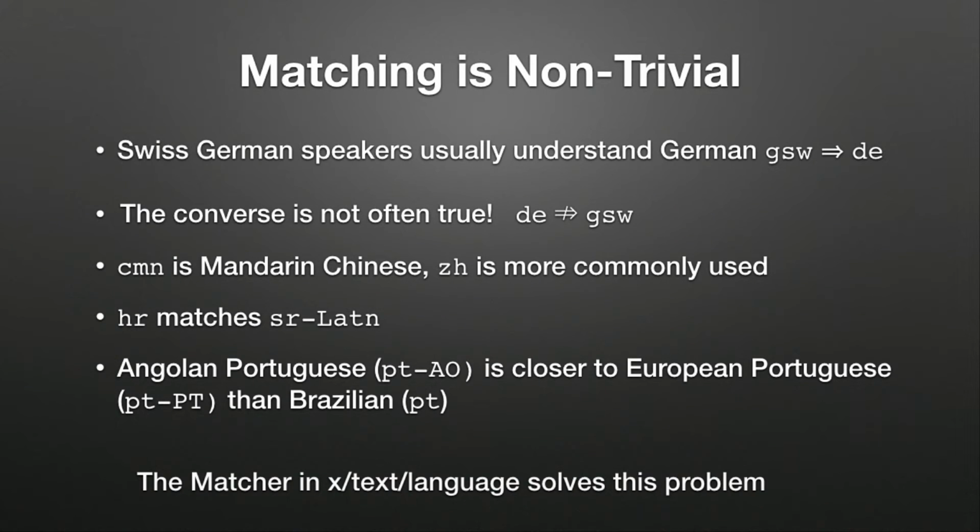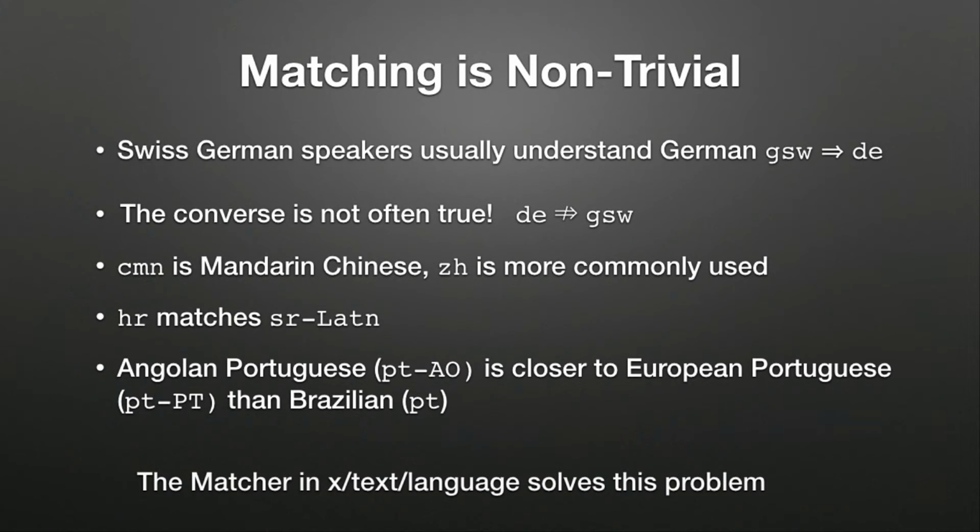First of all, there's a lot of aliases and comparable languages. So for example, if you have a Swiss German speaker that requests Swiss German, language code GSW, then it's perfectly fine to return German. A Swiss German will understand German. The other way around is not the case. So you can better serve a German speaker than a Swiss German web page, for example. It's more likely to be able to read that.